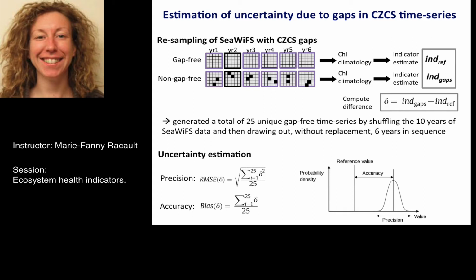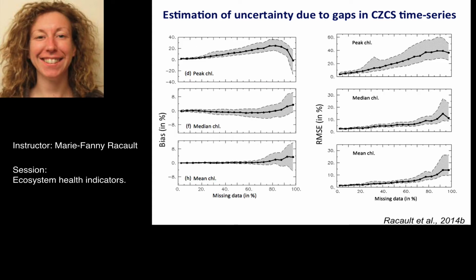I took the SeaWiFS time series as a reference time series for satellite observations, and from this gap-free time series, I created a version containing the gaps that you would expect from a satellite ocean color sensor, applying the gaps of the CZCS. So I took the SeaWiFS time series as it is, and I took it again and applied the CZCS gaps as a mask. And so I had a gap-free and a non-gap-free time series, both from SeaWiFS.